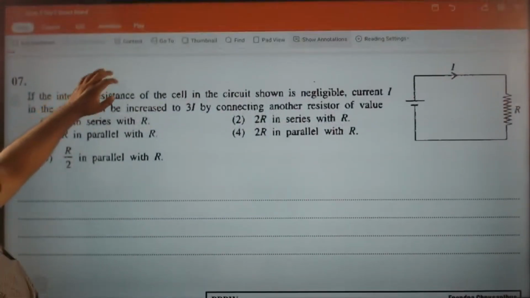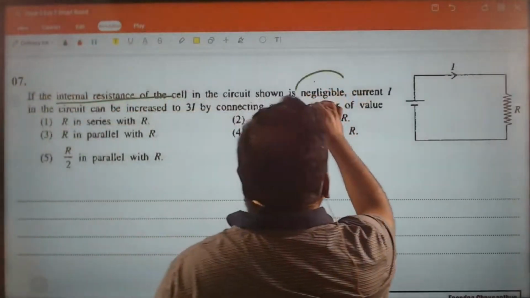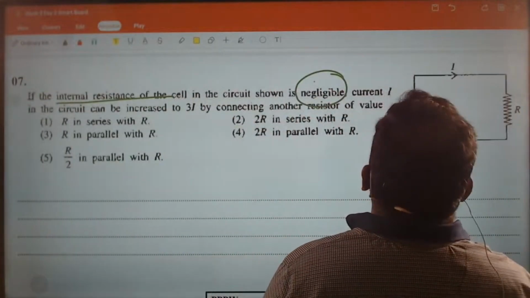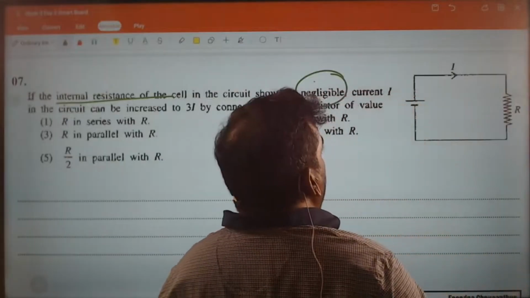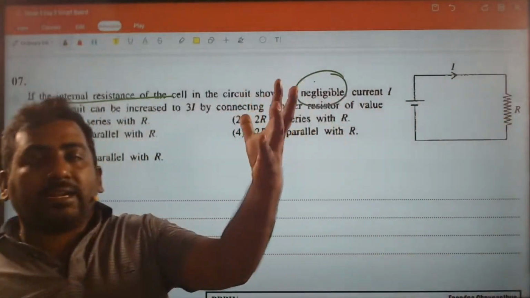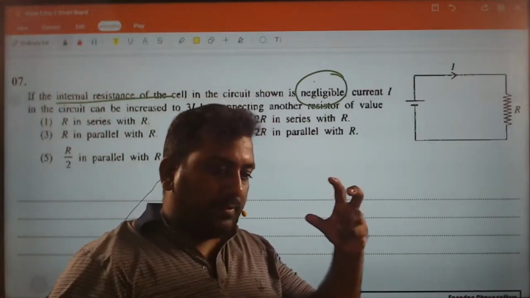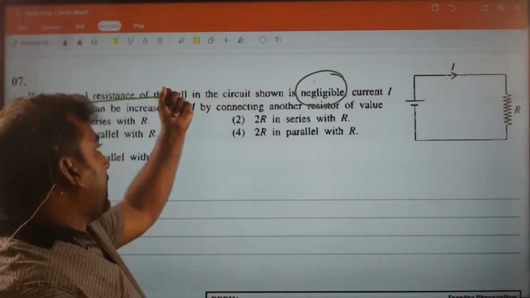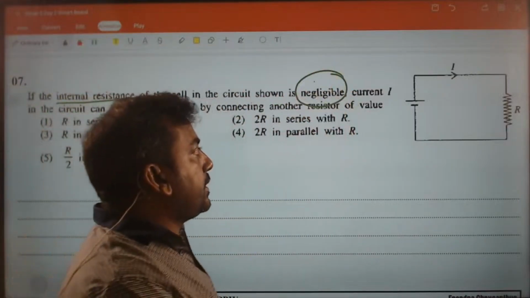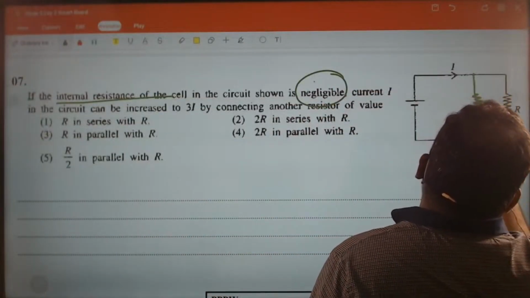Next one. If the internal resistance of a cell in a circuit is negligible, current I in the circuit can be increased to 3I by connecting another resistor of value. Now, if you are going to increase the current, the effective resistance should reduce. Logic: if you are going to increase the current by 3 times, the effective resistance should reduce by 3 times. That means you can't connect in series, you must connect in parallel.